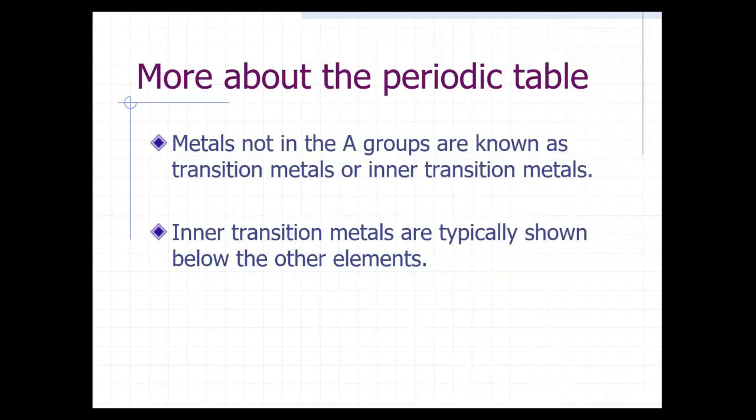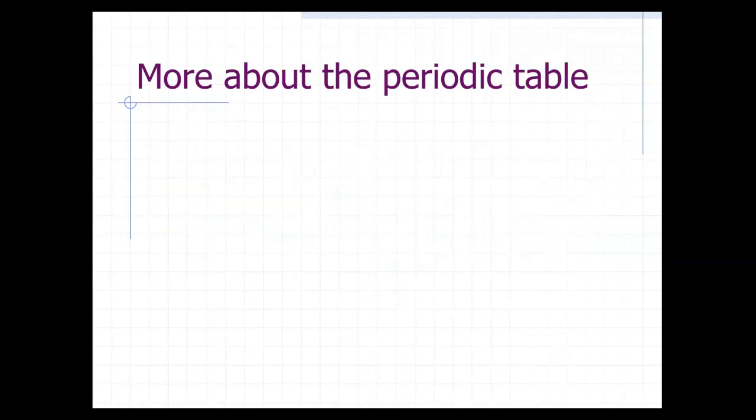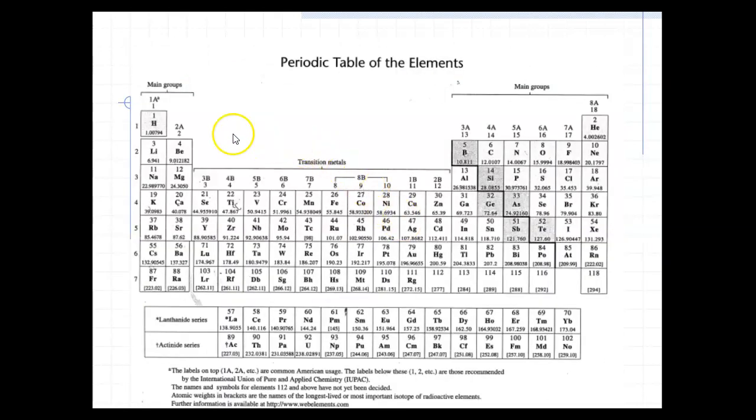Metals that are not in groups 1 and 2, or not in the A groups, are called transition metals. And then the ones I said that are broken out are called the inner transition metals. So here we go backwards again. Main group metals in groups 1 and 2, also in group 3. Transition metals here in groups 3 through 12 or 3B through 2B. Inner transition metals down here.